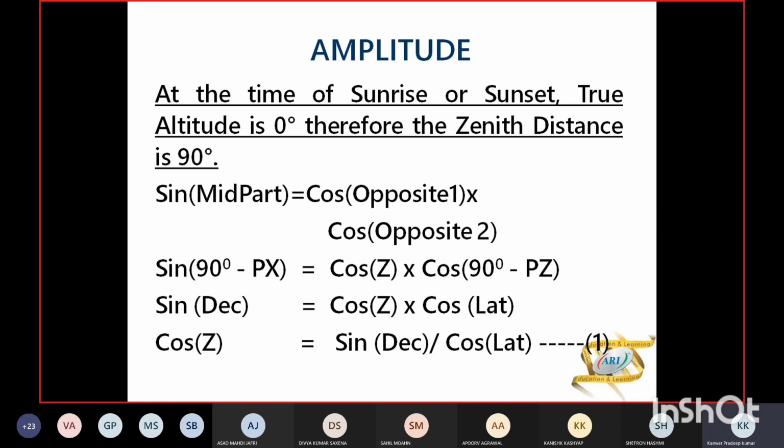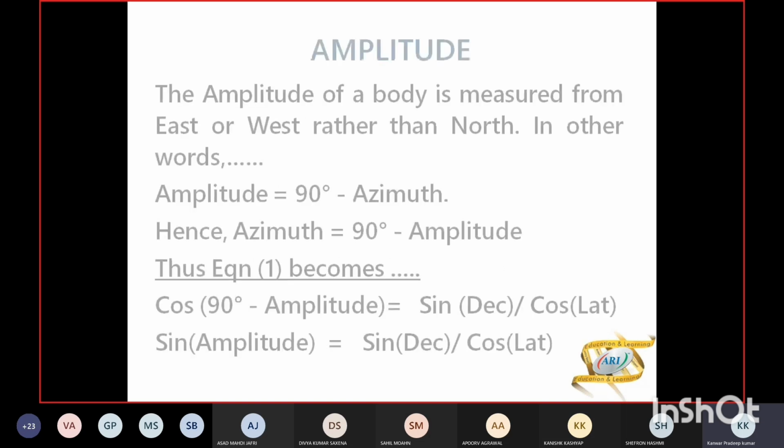So cos z is equal to sin dec upon cos lat. इसमें तो किसी को कोई क्वेश्चन नहीं होना चाहिए. सिंपल चल रहा. No, sir. Very simple formula, very simple calculation.